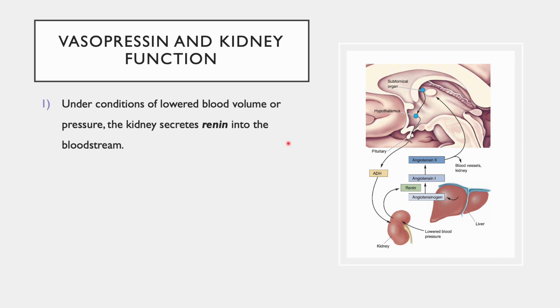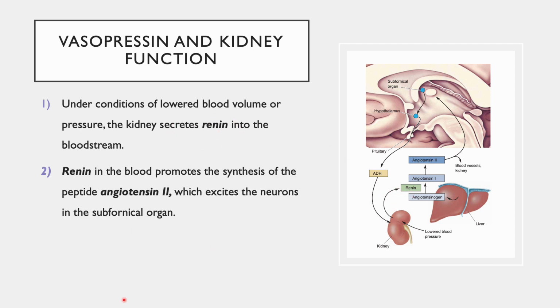So first, if we have conditions of lower blood volume or pressure, this means that we have higher salt content in the blood. And this is usually when we're dehydrated and we need to drink water. So during this time, the kidneys are going to be secreting renin, this protein, into the bloodstream. And this actually promotes the synthesis of this peptide here known as angiotensin 2.